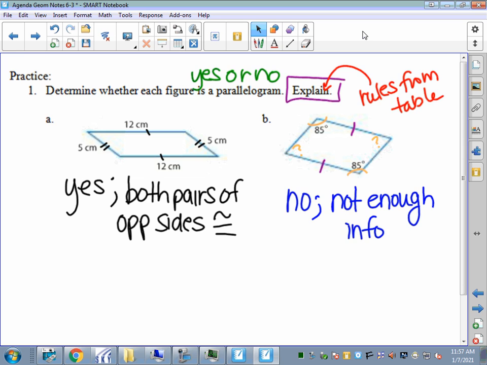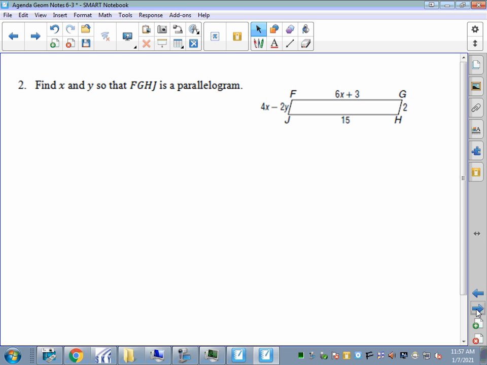So we can also do some algebra with this because I know that you still like doing algebra. Notice the question is asked the opposite way. It says find x and y so that FJHG is a parallelogram. Well, in the last section, we said if this is a parallelogram, find x and y. No matter which way we ask the question, we're going to solve it the same way.